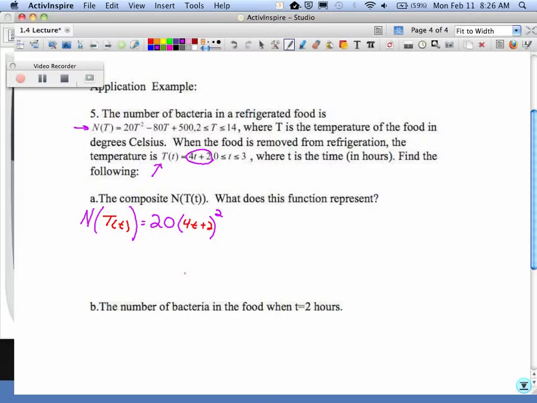Then we're going to do minus 80, and again, instead of making the calculation to get the number, we're going to put in 4t plus 2 there, and then it's plus 500. So the idea is you have to take how many minutes the sandwich, or whatever, has been out of the refrigerator to calculate temperature. And then once you know the temperature of that sandwich, you can plug it into the number of bacteria.